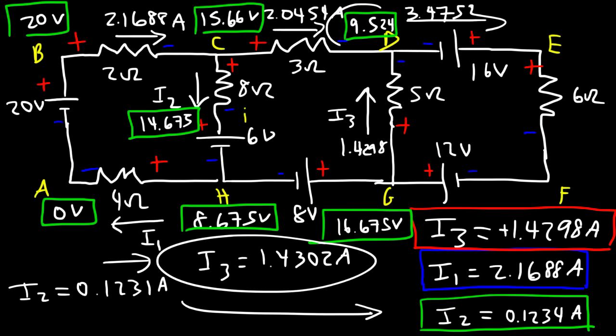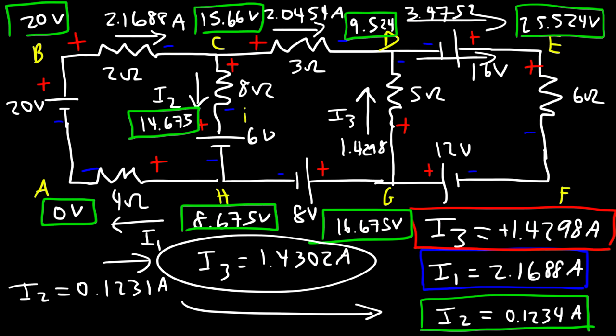Now we have the potential at D, so let's calculate the potential at E. So going from D to E, we have a voltage lift of 16 volts. So 9.524 plus 16, that's going to give us a potential of 25.524 volts.